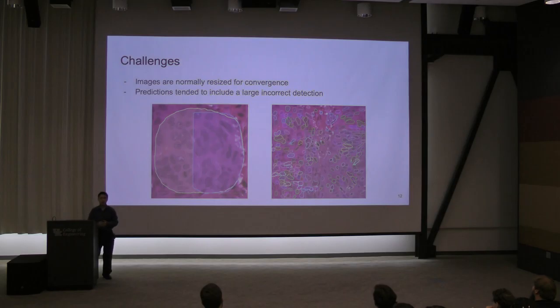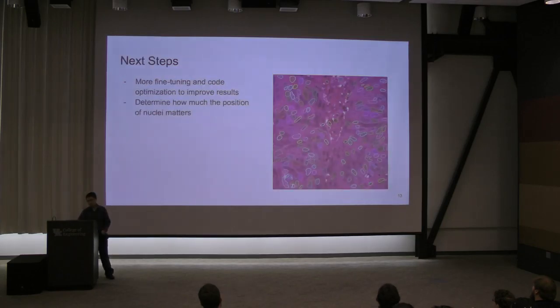But some challenges I had while working with this was that the images tend to be resized for Mask R-CNN to help with convergence. But this makes it detect the whole image and think the whole thing is just a single nucleus when it clearly isn't. And there are also some issues with detections that are not correct, as in the bottom right image. You can see there's just this box right there. Not quite sure how it works, but it goes away after a longer training period.